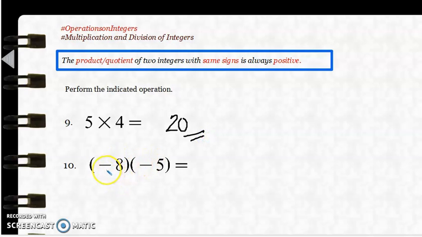For the next one, we have negative 8 to be multiplied by negative 5. Same thing goes. They are of the same signs. We are multiplying integers of the same signs. Therefore, the resulting sign will be positive. And getting the product of 8 and 5, we get 40. Therefore, negative 8 times negative 5 is 40.